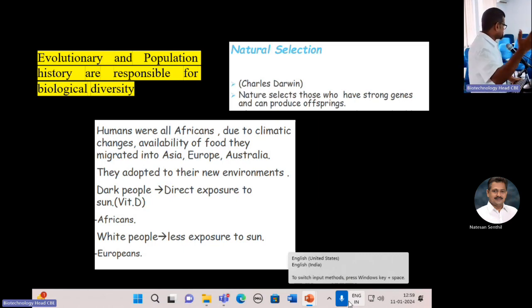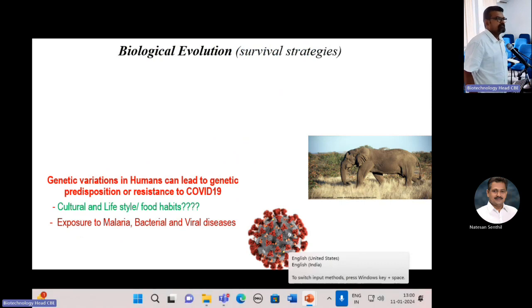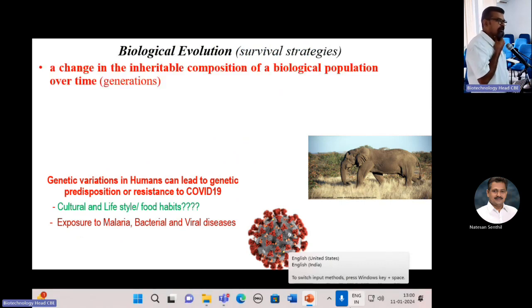As we saw in the previous slide, the out of Africa hypothesis, due to environmental changes and other types of exposures that individuals have undergone, we have adapted to our new environments. So, for example, dark people have a sufficient amount of vitamin D, and white people, in Europe, where for more than half of the year there is no sunlight, right? So they are white skinned. The basic process of biological evolution depends on survival strategies, survival of the fittest.